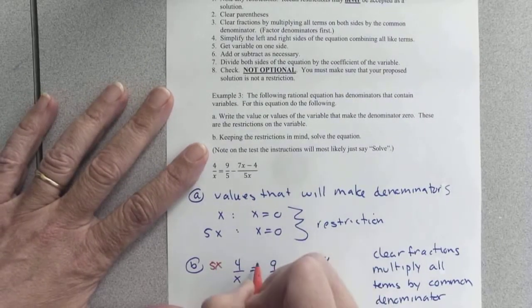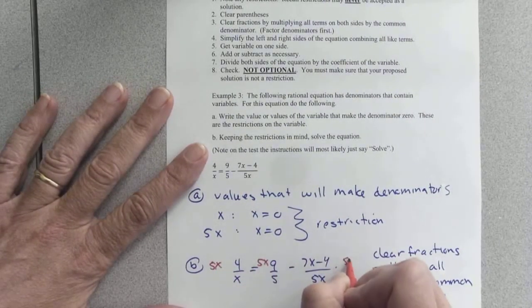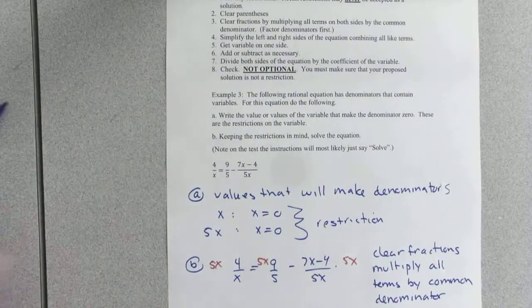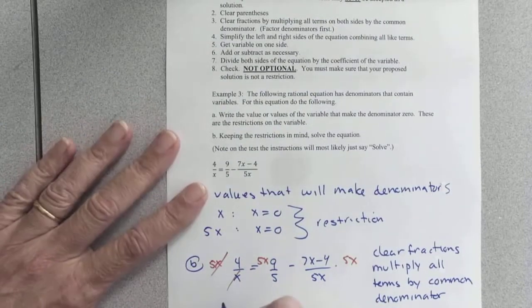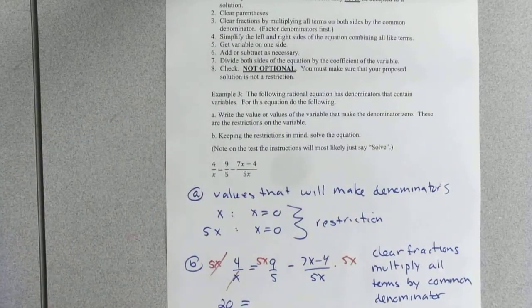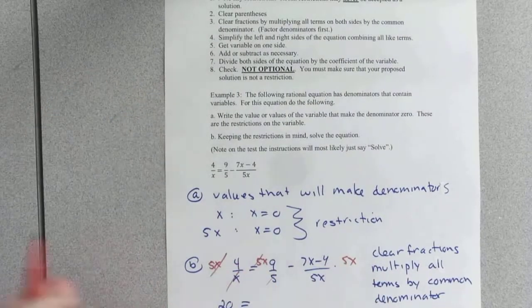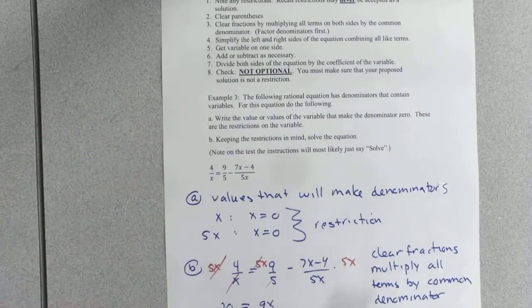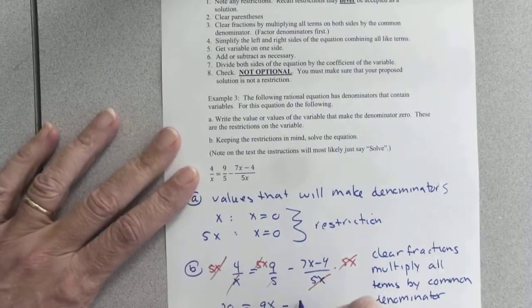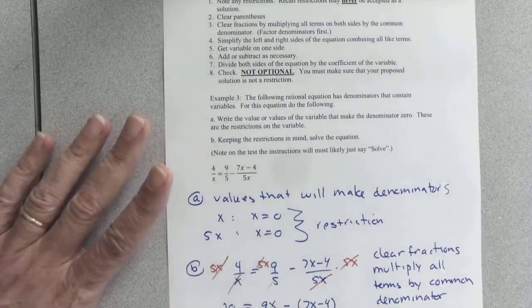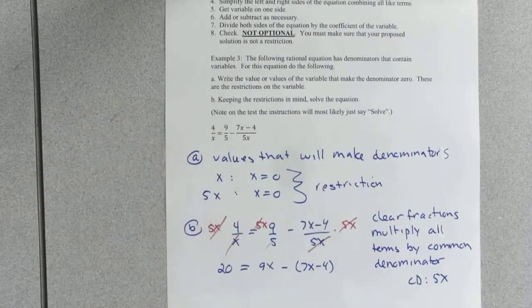So 5x, and I'll put the 5x on the end there, 5x. So doing my canceling then, the x's cancel, leaving me 20 equals, the 5's cancel, leaving me 9x, and then the 5x's cancel, and very, very importantly, and I'll do this in 2 steps, that minus sign applies to the entire fraction. So very technically and very importantly, there are really parentheses there.